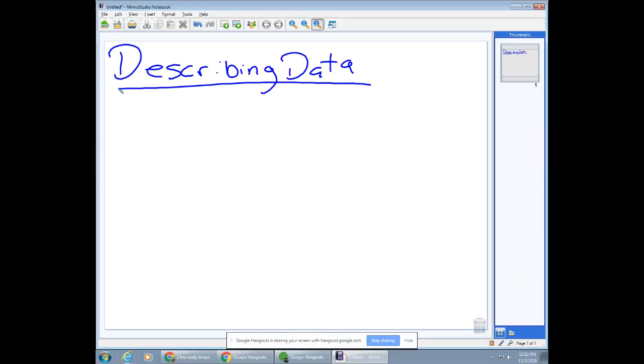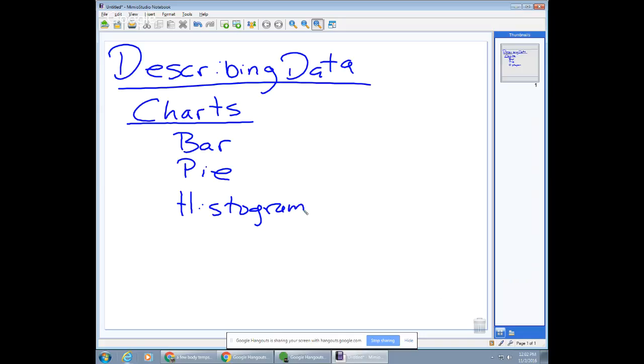All right, so describing data. Some things we went over last time: different kinds of charts. Aside from bar charts and pie charts, one of the most common charts in describing data is a histogram. And usually you make a histogram by setting up what's called a frequency table first.